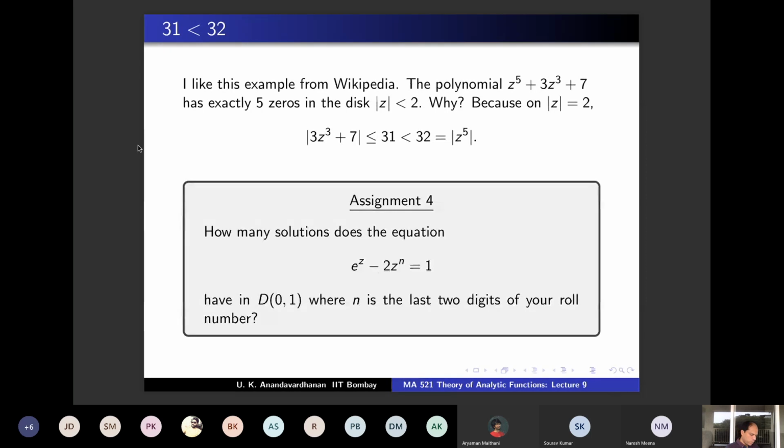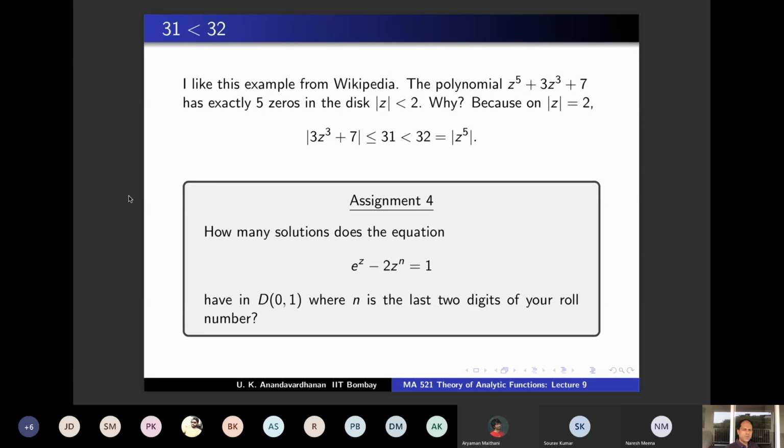Okay, here is the next quiz. It's again as simple as this. I'm not giving you a difficult question at all, but to keep you engaged and to make you do some problems, here is the assignment. Consider the equation e power z minus 2 z power n equal to 1. The question is, how many solutions does this equation have in the open unit disk?